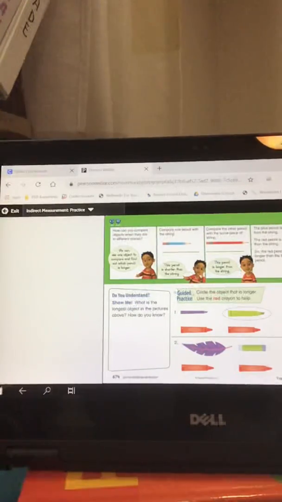Now I am going to be putting our practice pages, both of them, on Seesaw. You can fill them in right on the pages on Seesaw, and you will be able to do all of these by comparing using the lines that are underneath the items.